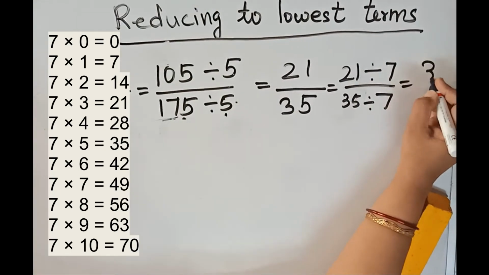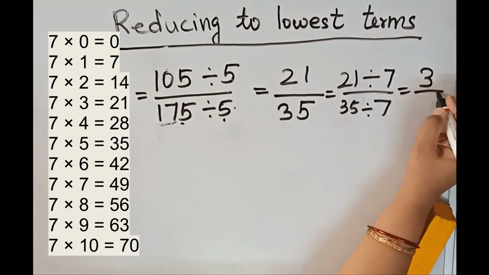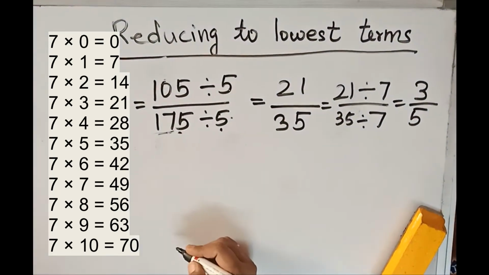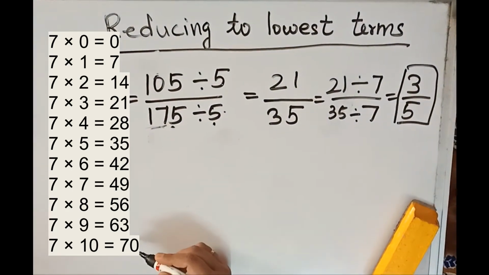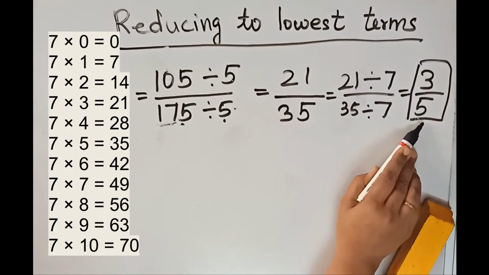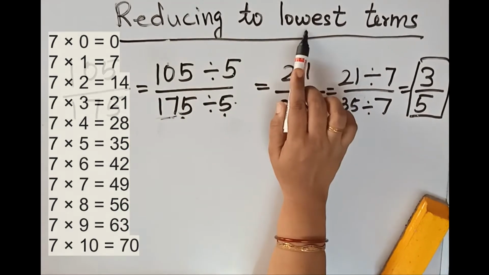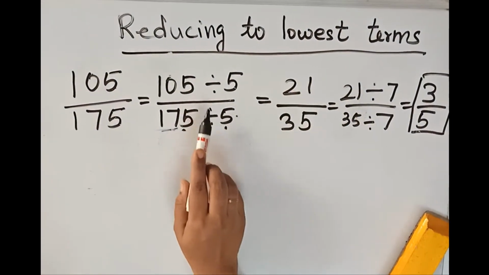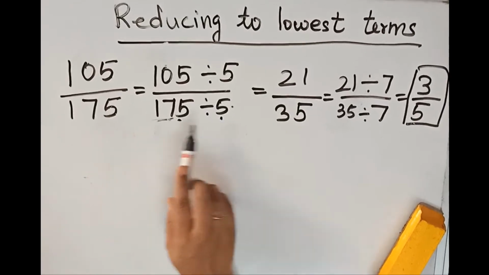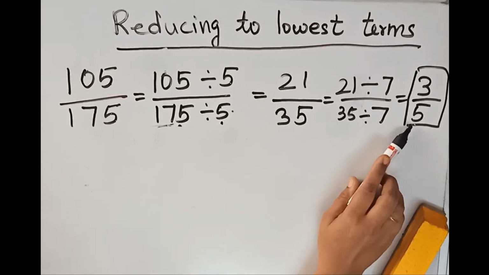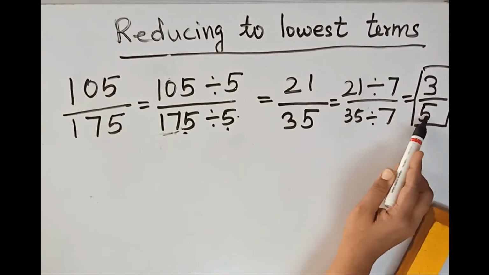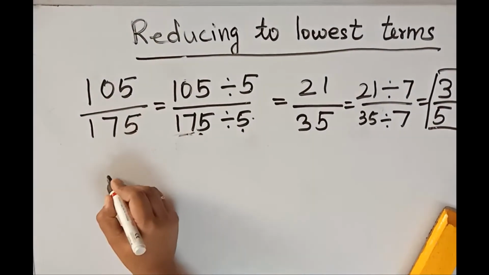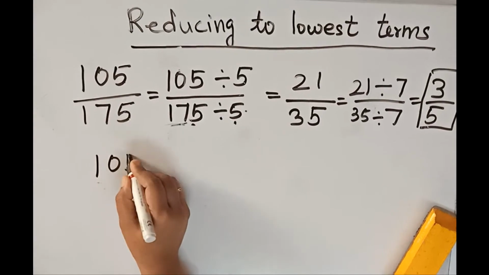7 3s are 21, 7 5s are 35. Now 3 and 5 we are not able to further divide. So this is our lowest term. Children, whenever the word lowest term comes, it means we have to divide until we are not able to divide the same number again. So now we have 3 by 5. The same number we can do here, same pattern.